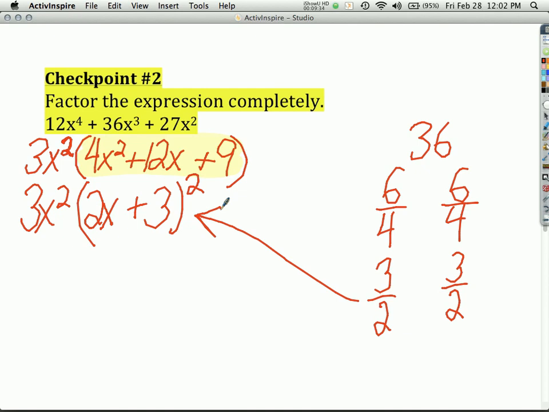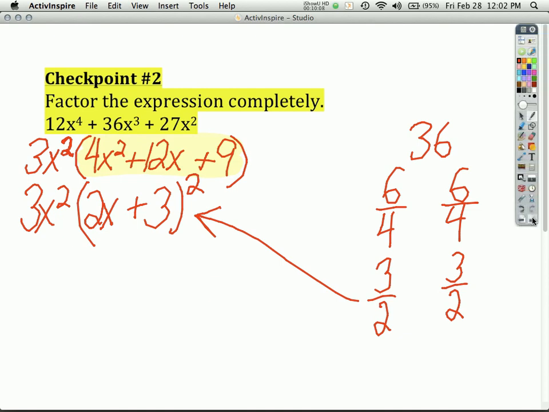Comments, questions, concerns? I'm sorry? I just didn't hear the beginning. You're doing both: two numbers that multiply to this, that add to that. Yeah, it's hard. Okay? Comments, questions, concerns? All right, so now we're going to get some more practice.